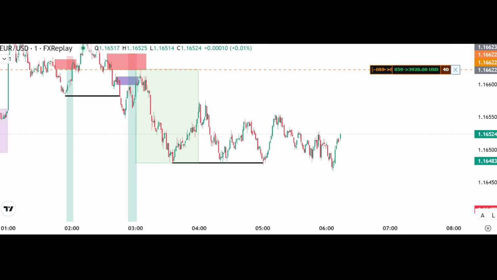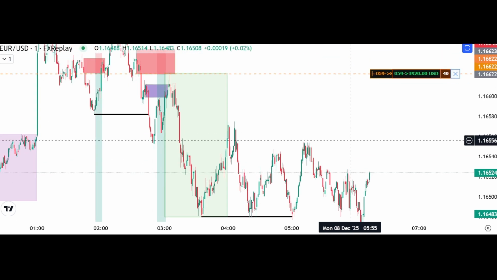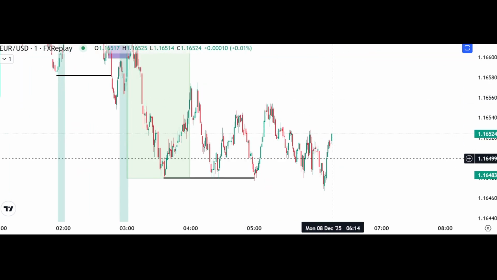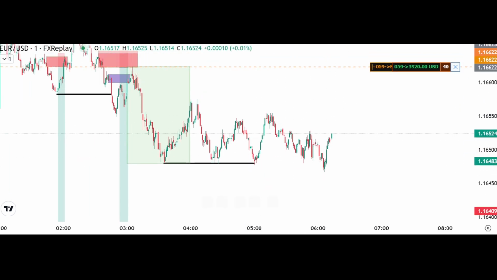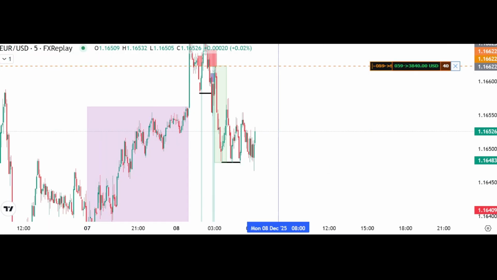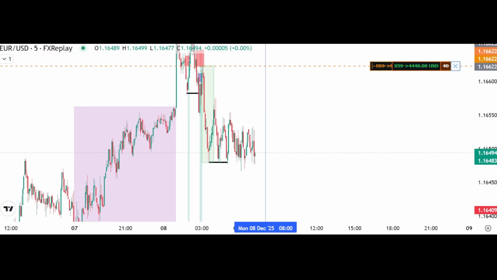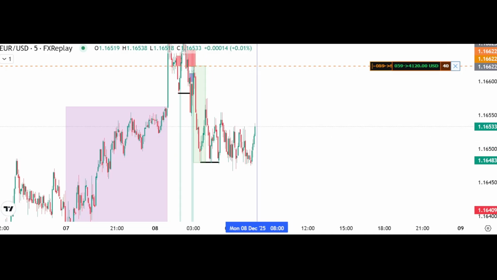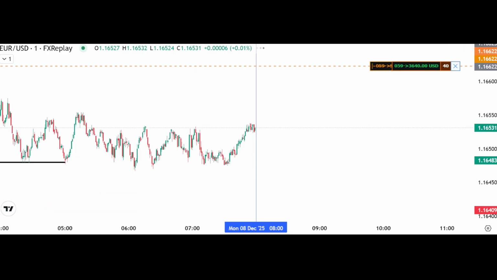We have a break of structure, but we are not sure where price wants to mitigate. As you can see, all of this is liquidity. Maybe with NY open. Let's see now.